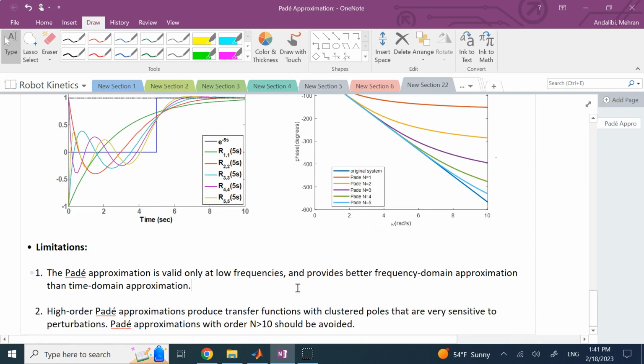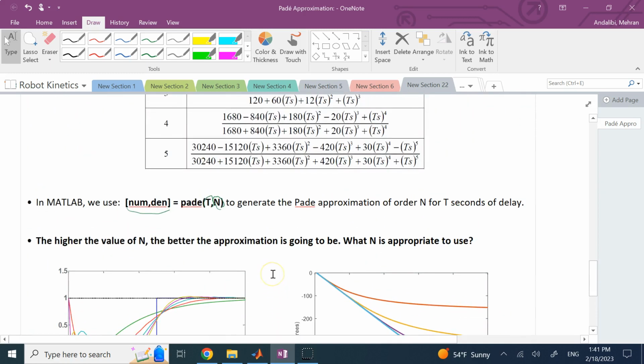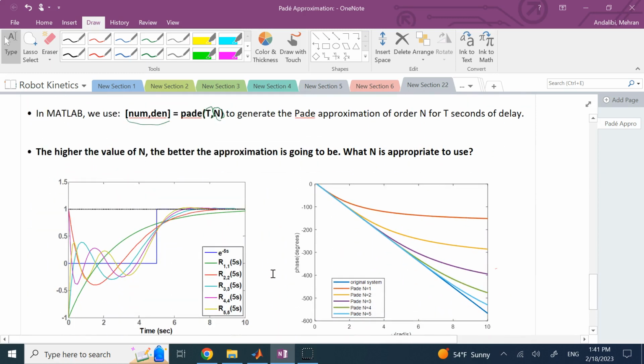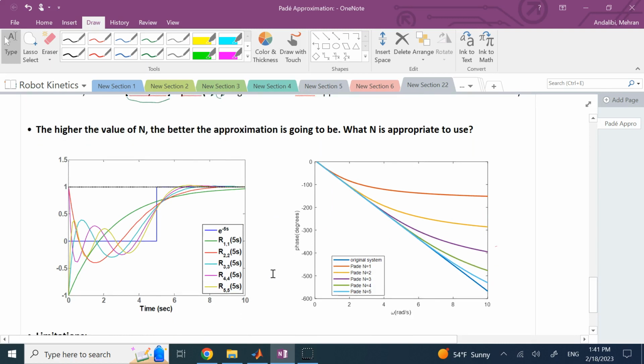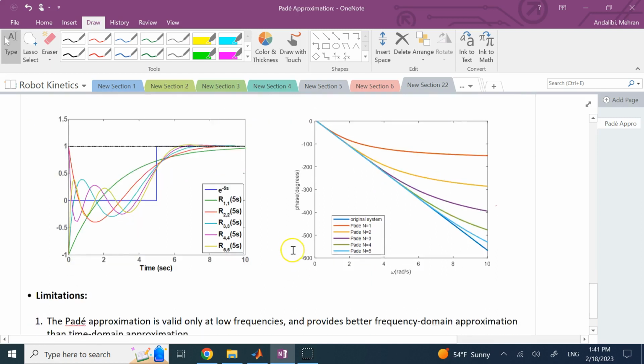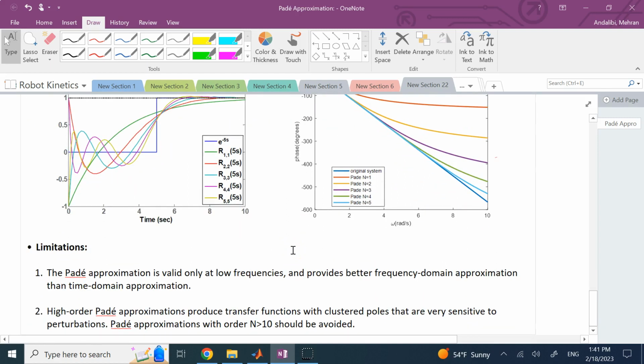Now, what's the problem of using higher orders? As I said, the problem is the transfer function that has a polynomial of order, let's say, 6, 7, 8 in the denominator and 6, 7, 8 in the numerator. That guy has 6, 7 poles. And the fact is, as you can see, if you want, we can draw a root locus of that.